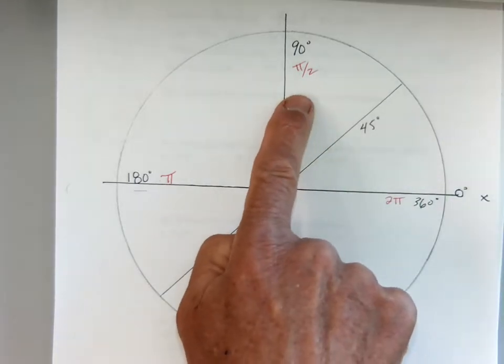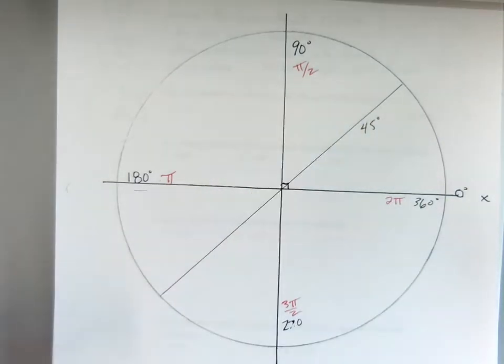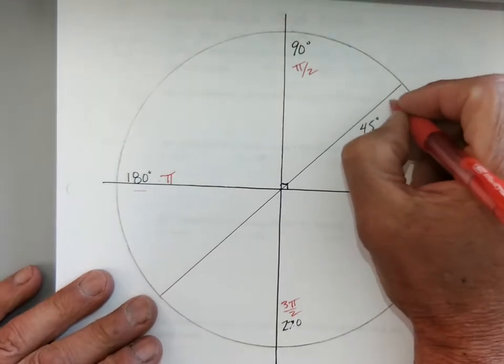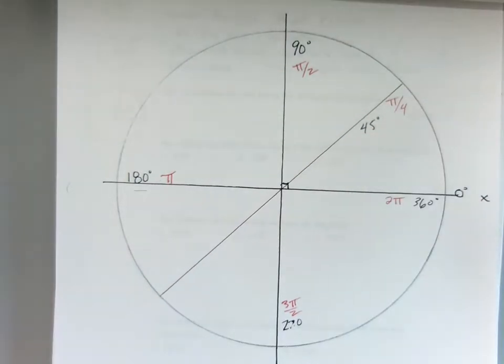But it's half of 90, so it's half of pi halves, which makes it, as a radian, pi fourths, okay? Same angle, two different names, okay? You with me? Same angle, two different names.